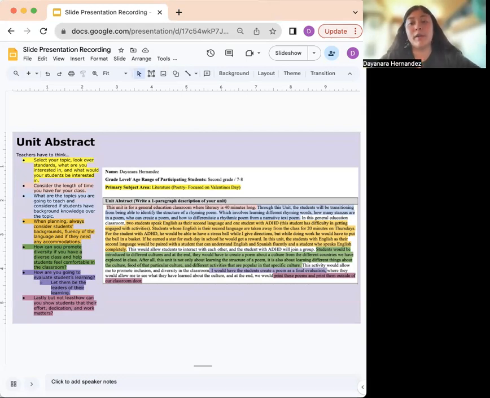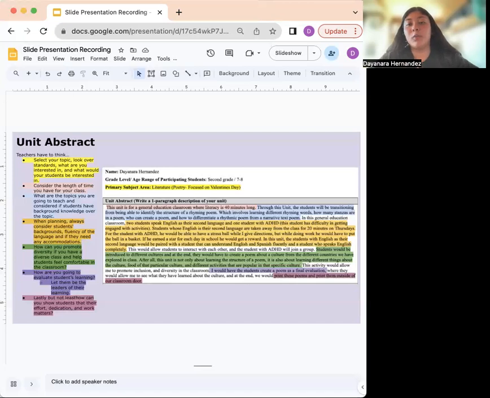Then, how are you going to evaluate students' learning? Let them be the leaders of their learning in research. And lastly, with the information they have found, create a poem as a group and use it as a final evaluation. Lastly but not least, how can you show students that their effort, education, and work matters?